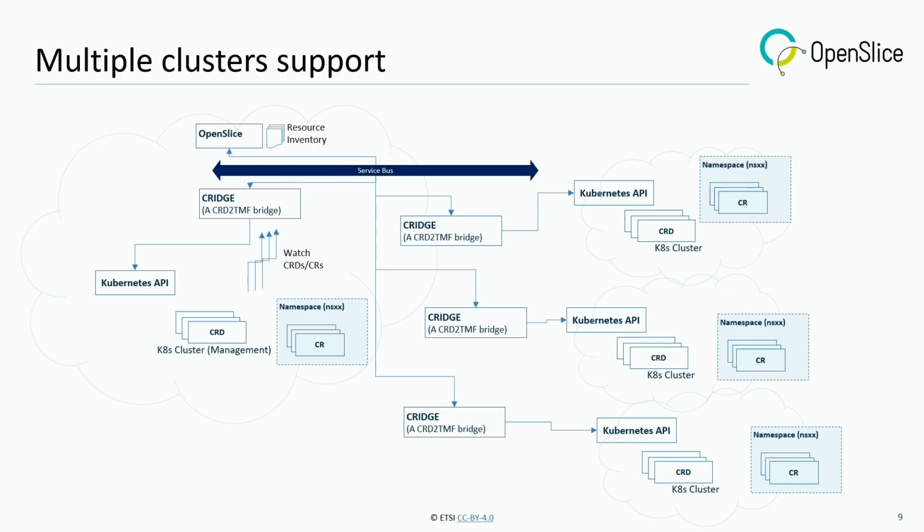Of course, this will also enable multi-cluster support, because the component that is essentially used for this translation and deployment is called CRIDS, which is a CRD to TMF bridge, actually. And you can employ multiple instances of CRIDS so as to monitor multiple clusters that provide connectivity with OpenSlice through its central service bus. So this is the way to control many Kubernetes clusters or heavy deployments across a wide ecosystem of Kubernetes clusters.